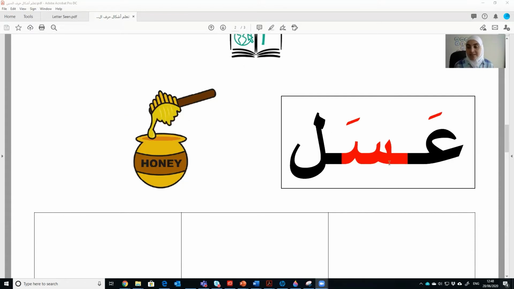في وسط الكلمة. Okay, now let's see how does حرف السين look like in the middle of the word. Okay, Bismillah, I'm going to break down this word. A. This is the first letter. Then we have S.